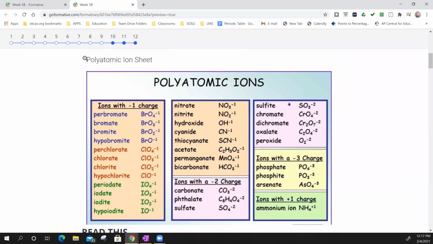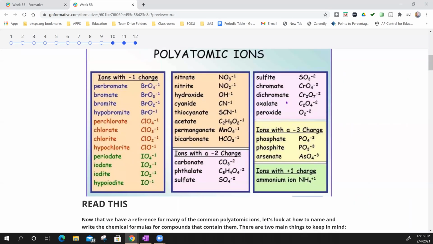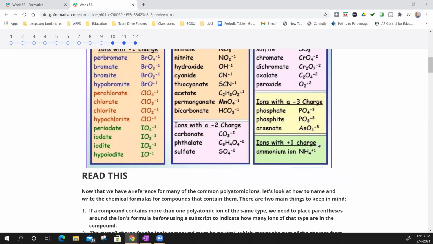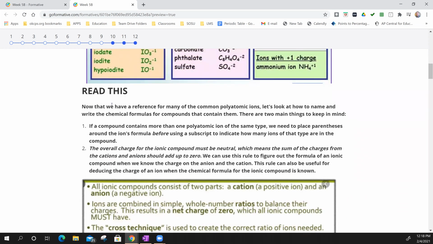Then we also have our polyatomic ion sheet. You should be familiar with these. Most of these have an ending in -ate or -ite, but there are some that don't. One that we're going to be dealing with today is ammonium, NH4. It's the only polyatomic that has a positive charge. It's the only polyatomic cation. All right, and you might want to read this.